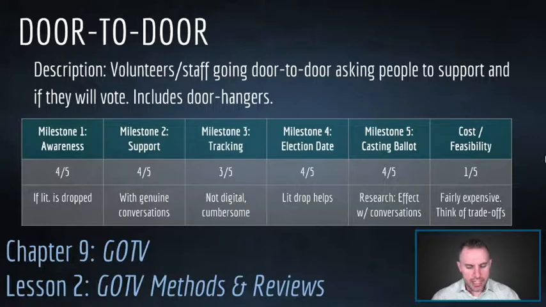Milestone number 3, tracking. I gave it a 3 out of 5 because you are talking to voters, so you are able to receive that information back from them. But in terms of actually tracking it, it can be a bit cumbersome and it's not digital. You're having to write it down, unless you have new software that volunteers are able to put as an app on their phone, or live software with maybe Google Docs or Google Sheets that you can use that way. But it can be a bit cumbersome either way.